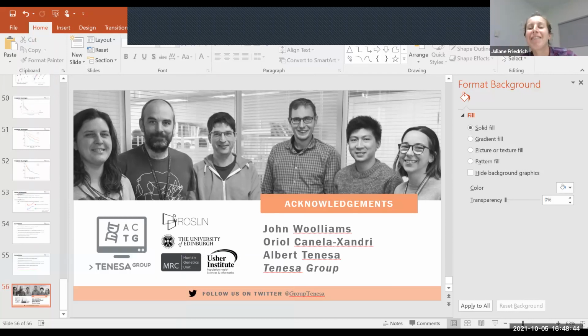So one question I would have: how easy is it to implement these LD corrected genomic relationship matrices?